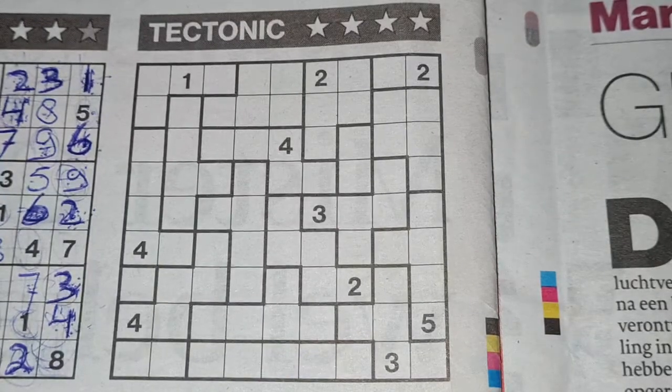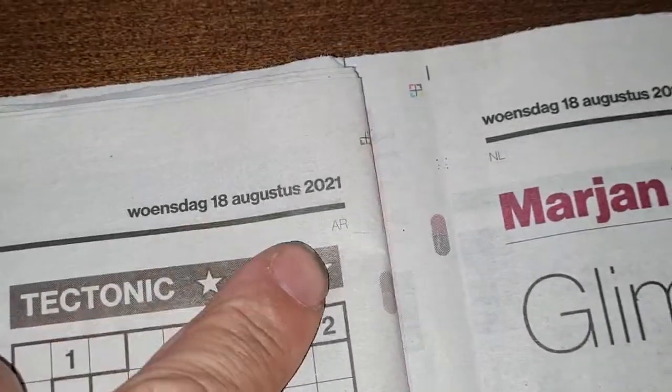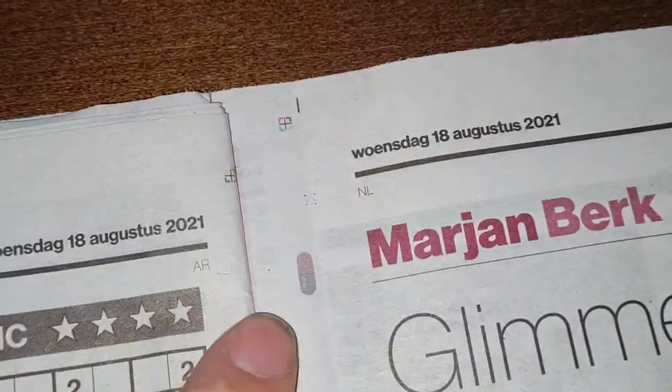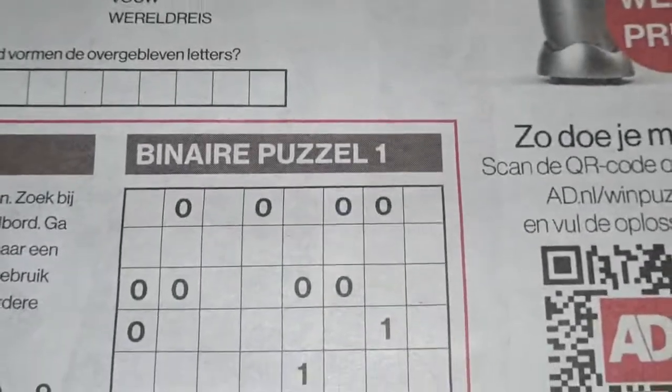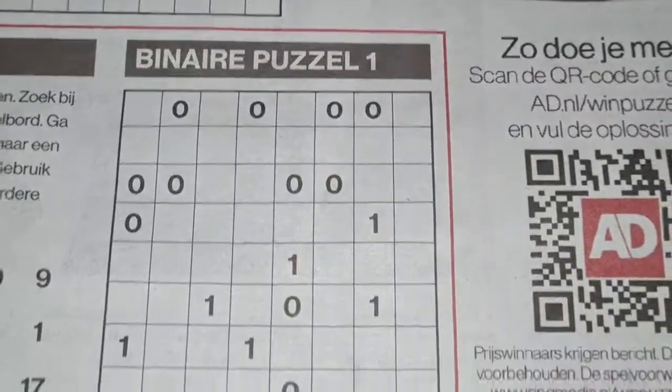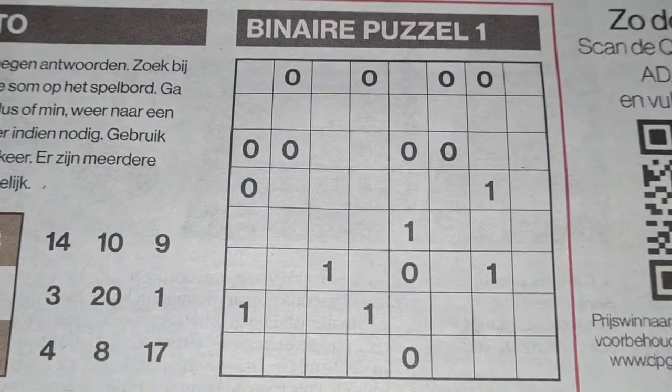With the second puzzle in this additional of today's newspaper on Wednesday. Yes, Wednesday, August the 18th, 2021. We have two puzzles left, tectonic with 4 stars and a binary. I think we will do the binary first. Yes, boys and girls, for you especially.